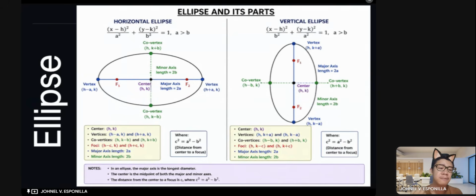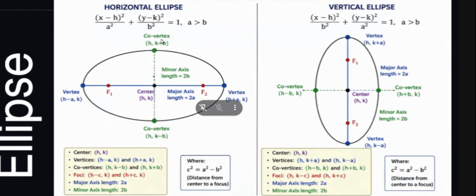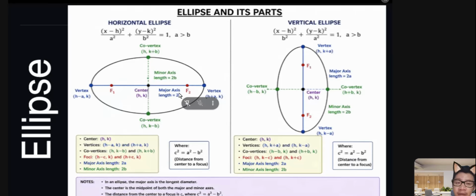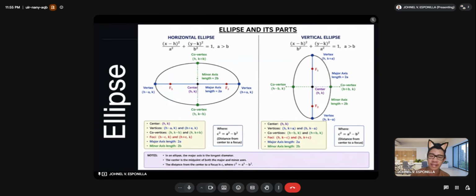And may kanya-kanyang parts po yan. So we have the co-vertex. So dalawa yan. Sa horizontal, taas, baba. Sa vertical naman, left and right. We have also the vertex. Sa horizontal, we have left and right. Sa vertical naman, ang vertex niya ay up and down. So, kabaliktaran po ng horizontal yung vertical natin. So, ganun din po ang mangyayari sa kanyang equation.